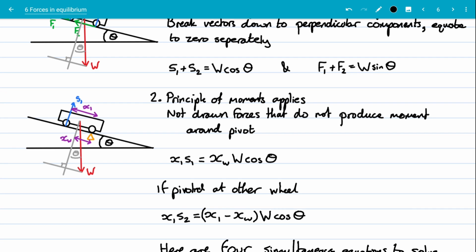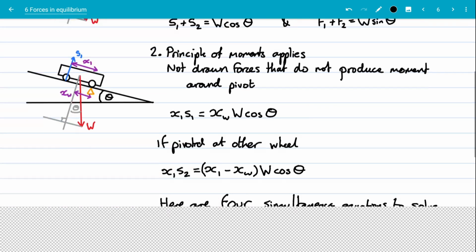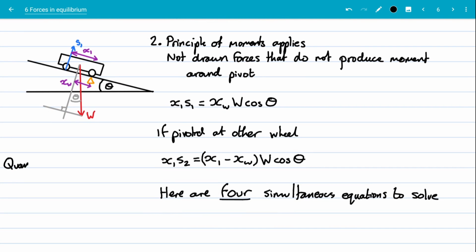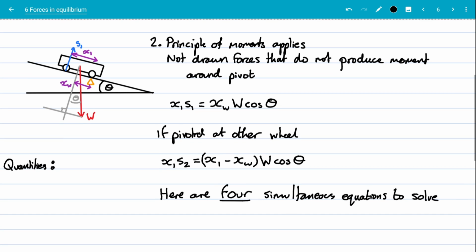So we would need to be given 3 of those quantities, and we could calculate the other 4 by using these simultaneous equations. Oh, and theta, 8 quantities. There we are. So there are 8 quantities there. Let's just make a list of the 8 quantities.